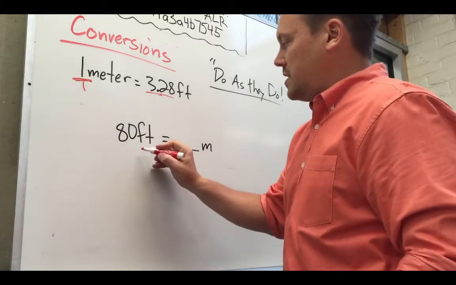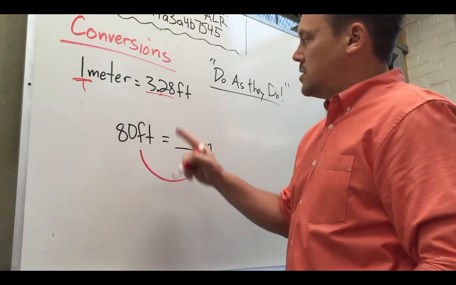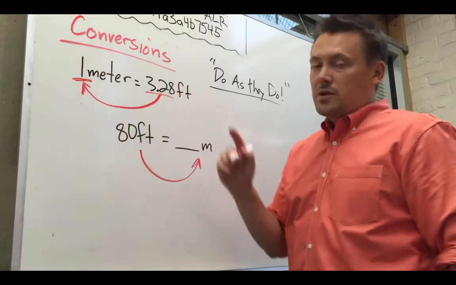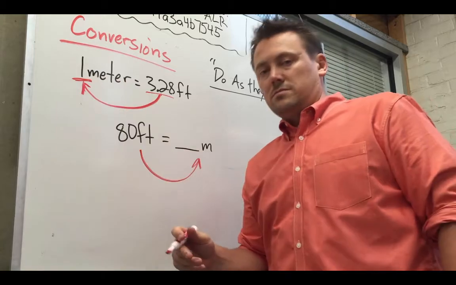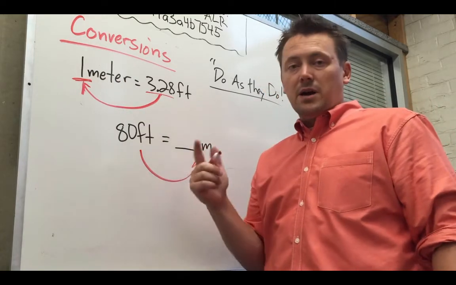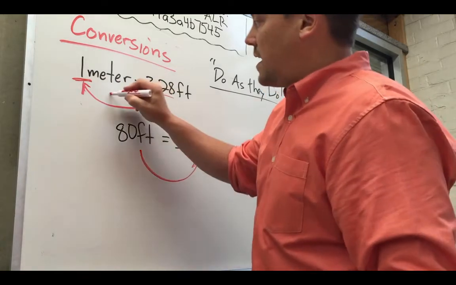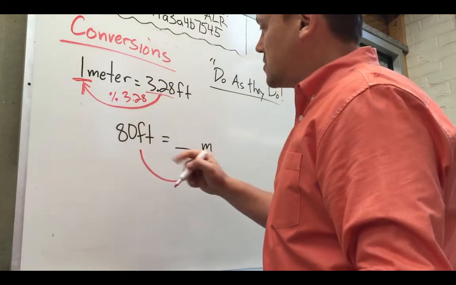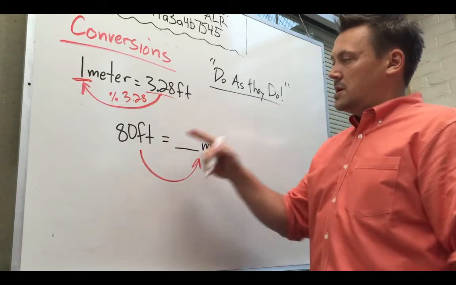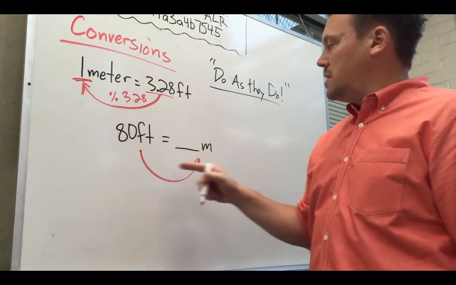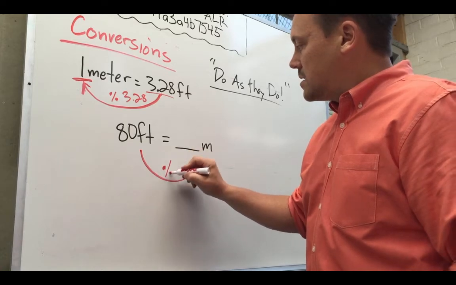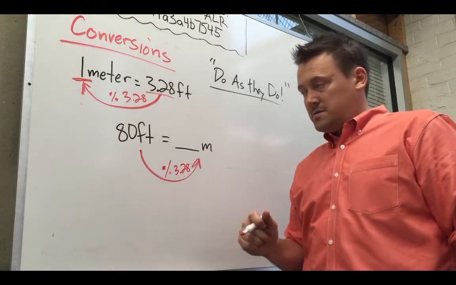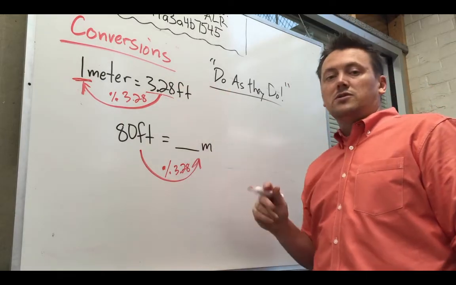Well, here I'm going from feet to meters. So I go from feet in the conversion factor to meters. How would you go from the number 3.28 to the number 1? The easiest way is to divide by itself. So we divide by 3.28. The same thing is true here. We do as they do. 80 feet becomes meters by dividing by 3.28. That's it. That is converting using the do as they do method.